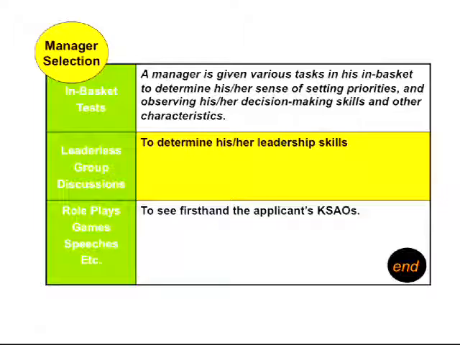Role plays and business games are also really important. You give people some roles, for example, a service person serving a situation, or you could have role plays of how a person resolves a conflict, or how a person can, for example, discipline an employee, and so on, and you observe their knowledge, skills, and abilities and how they handle those situations.